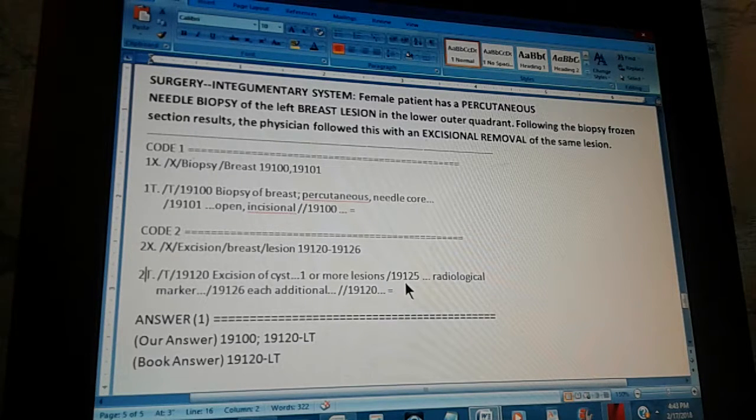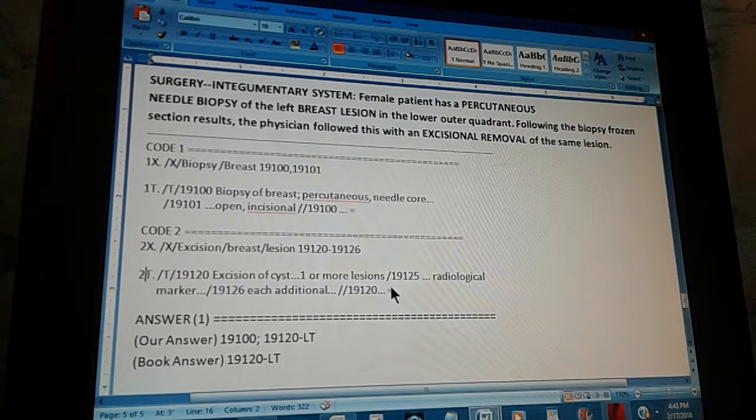And then the second one says what? Second one is 19-125, radiological marker. And we don't have that. We don't have those keywords there on the text. There's no radiological marker, so we discard that. And the rest are just for each additional one, right? We only have 1, so we ignore that. So let's go back to 19-120.